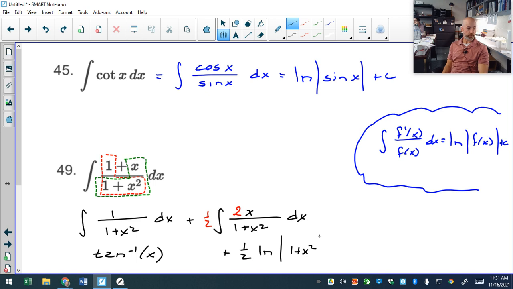For this particular problem, the absolute values are not necessary because 1 plus x squared is always positive anyway, but it's never wrong to put them. So I just always put absolute values. You could, if you want to, put two constants, one constant for inverse tangent of x and one constant for this one, which I guess I should put a different one. But that is the same as just having one constant in the end. So if I do a whole bunch of antiderivatives, I'll just put one c at the end to represent all of them.